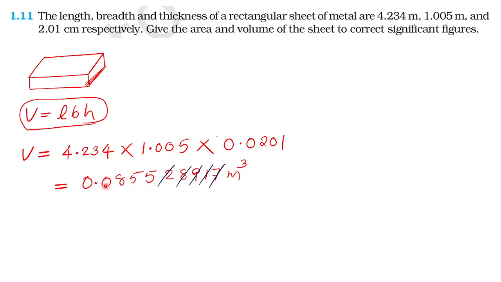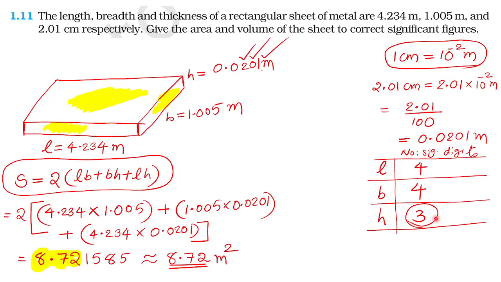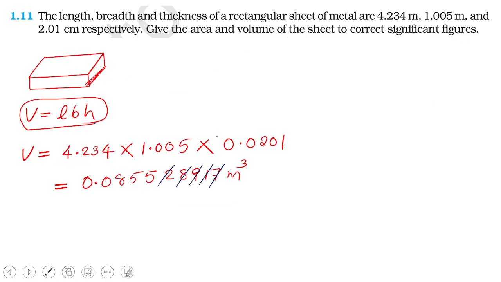Now how many significant figures? The final answer must have 3 significant figures. Let me count the number of significant figures. This 0 is not significant. 8, 5, 5. Right now there are 3 significant figures, so no more deletion.